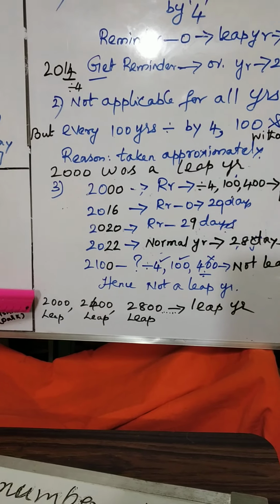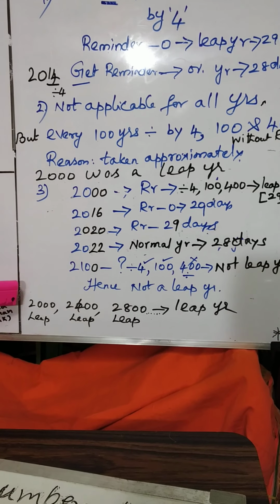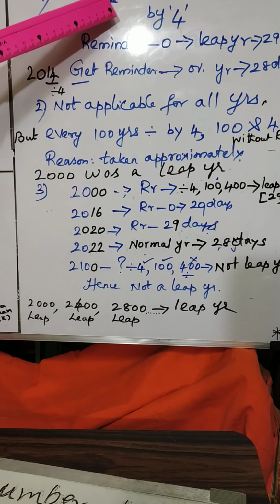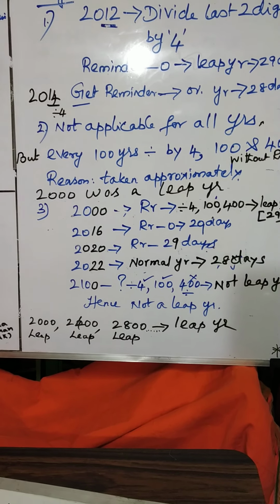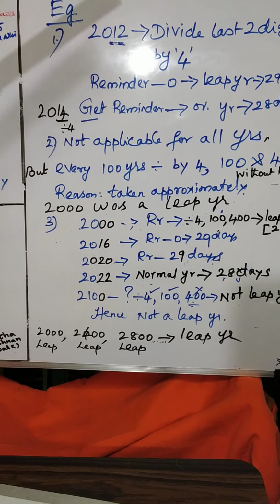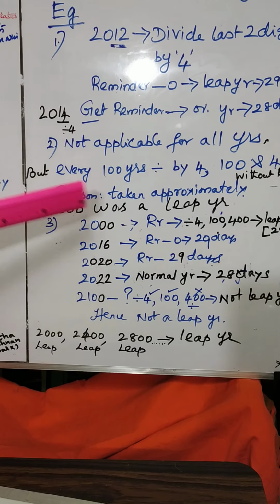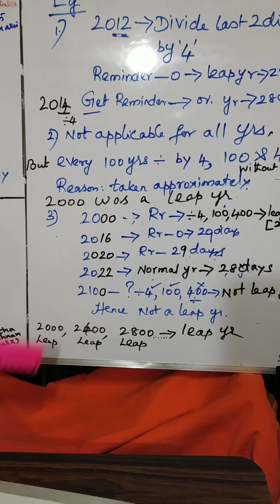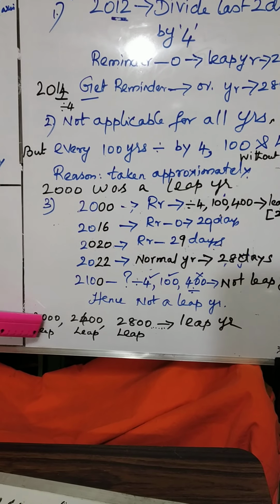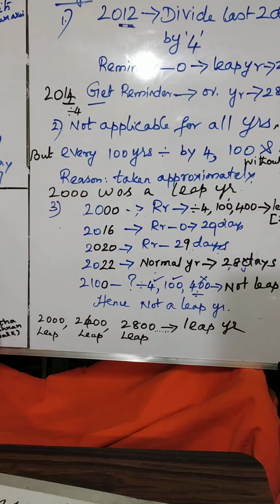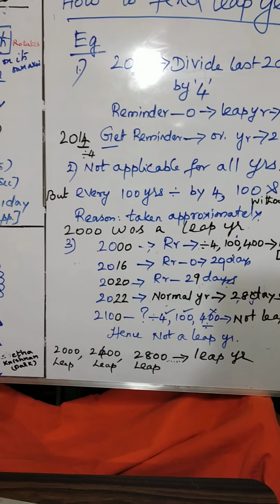First, in between, that is for years between 2000 and 2100, you can take these 2 digits alone, that is units and tens. In the case of 1900 and 2000, you can take only the last digits. Suppose if it crosses more than that, once it has crossed 2000, you have to take all the 4 digits and see whether it is divisible by 4. I hope you all have understood.